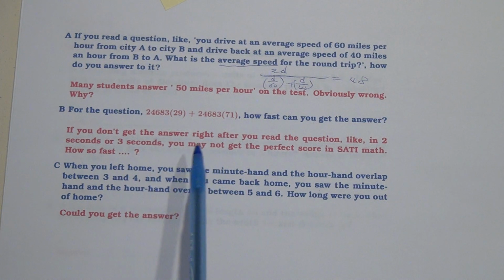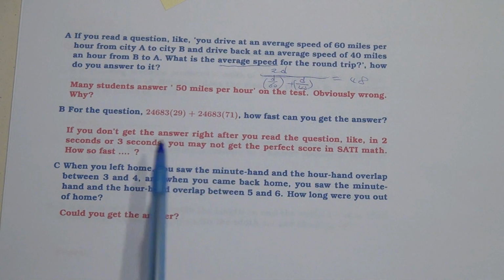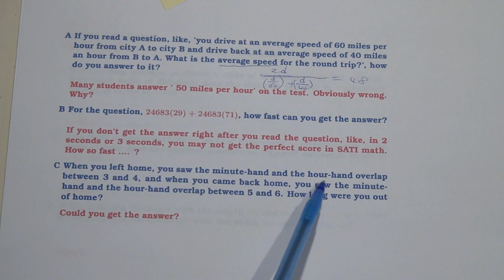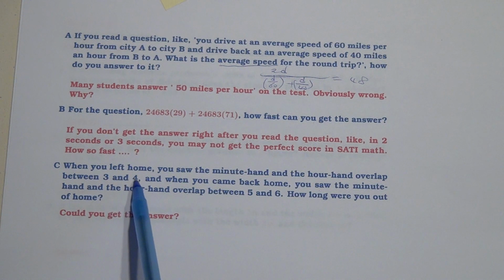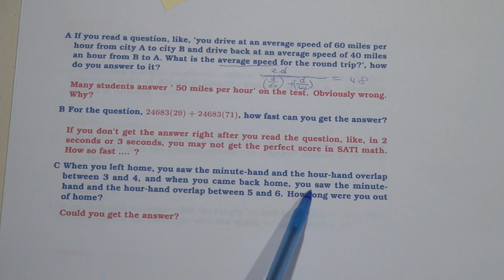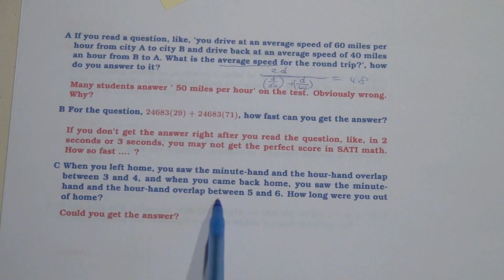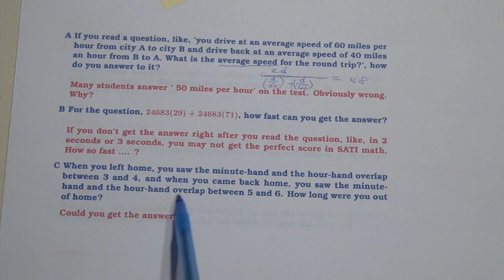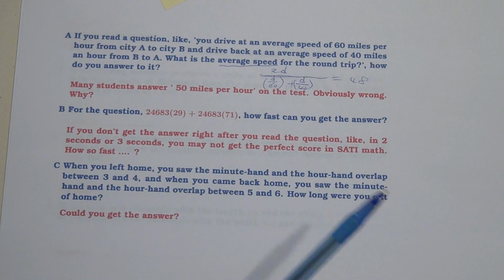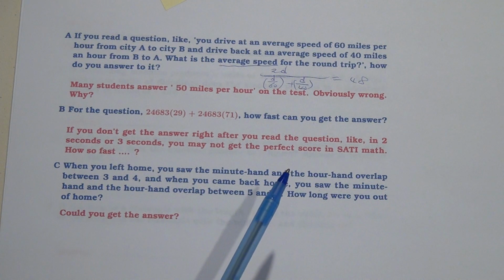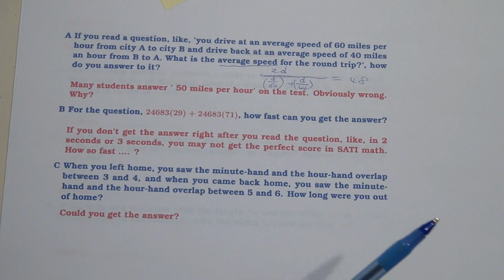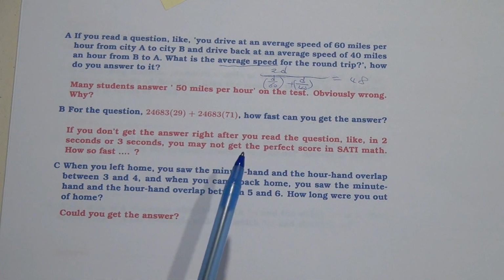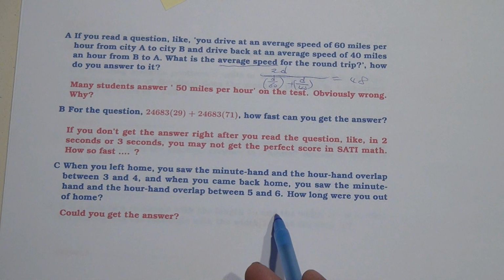Okay, now the other one. The other one is a difficulty test. When you left home, you saw the minute hand and hour hand overlap between 3 and 4. And when you come back home, you saw the minute hand and hour hand overlap between 5 and 6. How long were you out of home? That looks a little hard, right? The overlapping hour hand and minute hand between 3 and 4. What the heck? Between 5 and 6, what the heck? You may think. So in this case, you have to figure out how to handle it.